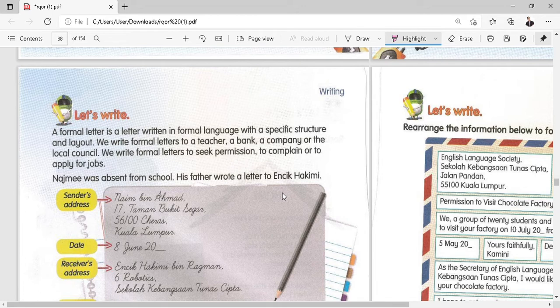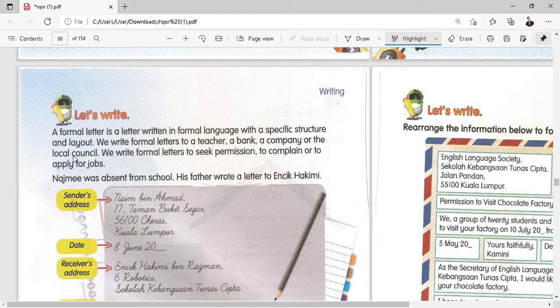But before writing, you need to know what a formal letter is. Why do you write a formal letter? Okay, now let's read this one together. A formal letter is a letter written in formal language with a specific structure and layout. I will discuss the layout with you after this. We write formal letters to a teacher, a bank, a company, or the local council.